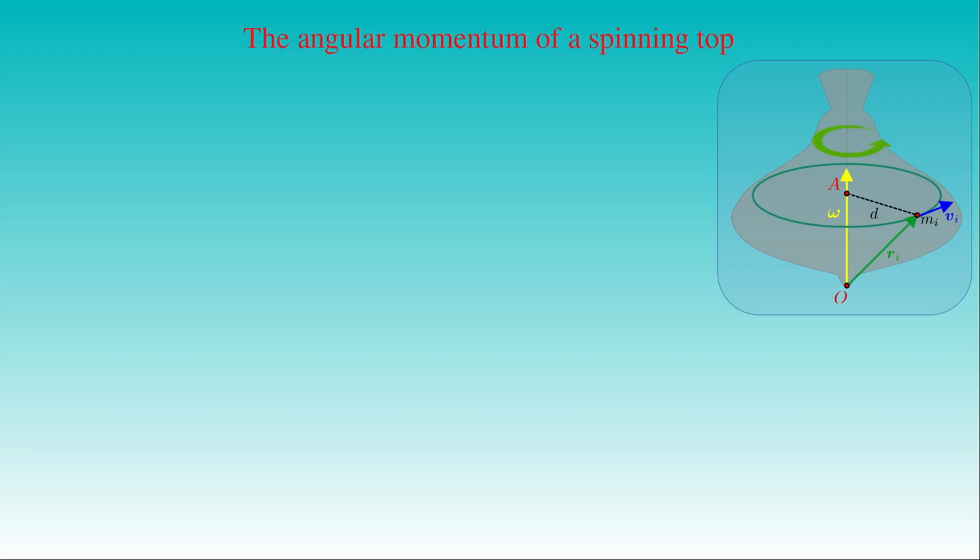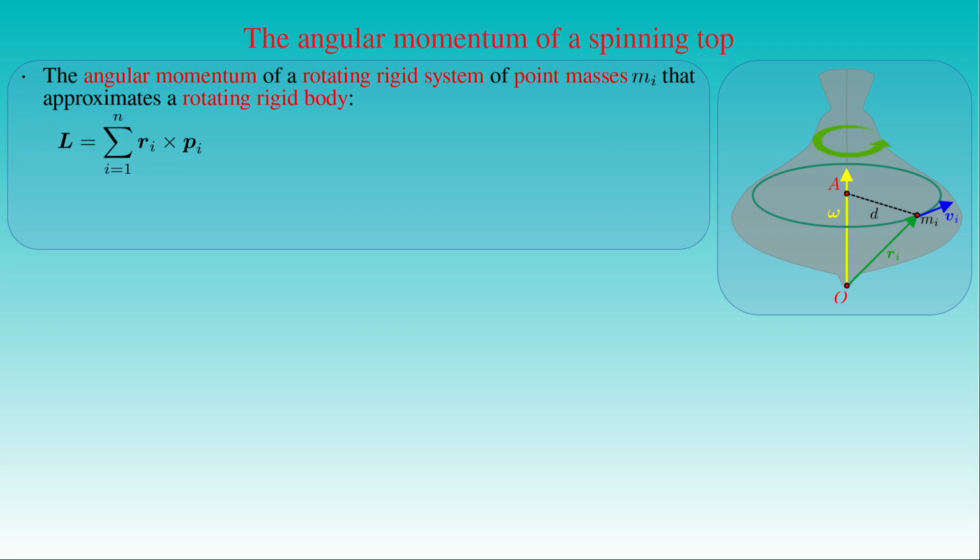In order to study the motion of a force-free top, let us determine the angular momentum of a spinning top. We already saw that the angular momentum L of a rigid body can be determined by approximating the body with a system of point masses mi, and it can be written as the sum of the cross product of the position vector Ri of the mass element mi with respect to a point O on the axis of rotation, and the momentum pi of the point mass from i equals 1 to the number n of the point masses. The momentum pi of the point mass mi is equal to the mass mi times the velocity vi of the point mass mi, where the velocity vi of the rotating point mass can be written as the cross product of the angular velocity vector omega of the rotating rigid body, and the position vector Ri of the point mass.